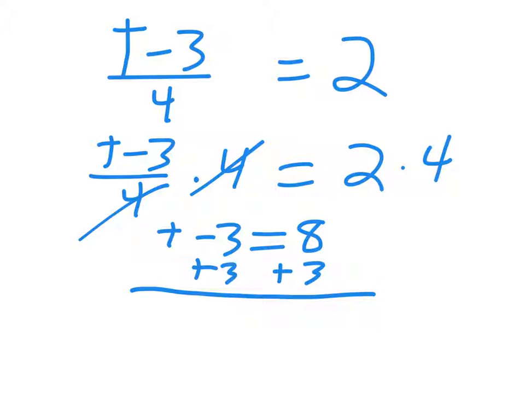And I happened to see a problem that had the letter t as the variable, and I apologize because my t's and my pluses look alike. But this is t minus 3 equals 8. We added 3 to both sides, so we get just plain old t on one side, and 8 plus 3 is 11 on the other. If we plug that 11 back into the original equation, 11 minus 3 is 8. 8 divided by 4 does equal 2.